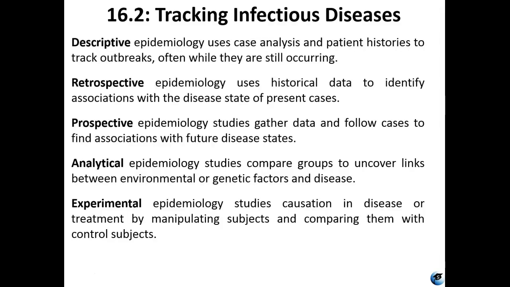Tracking infectious disease: descriptive, retrospective, prospective, analytical, experimental. So descriptive epidemiology uses case analysis and patient histories, usually while the disease is still occurring. Descriptive epidemiology is what they were doing during the recent Ebola outbreak. Retrospective epidemiology is using historical data to identify association with disease and the state of present cases. So retrospective epidemiology is generally used when we're looking at reemerging diseases. Prospective epidemiology gathers data and follows cases to find association. It's trying to predict future epidemics.